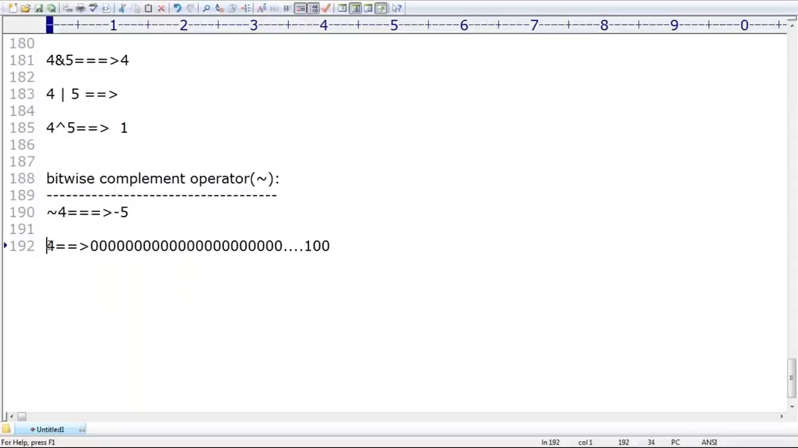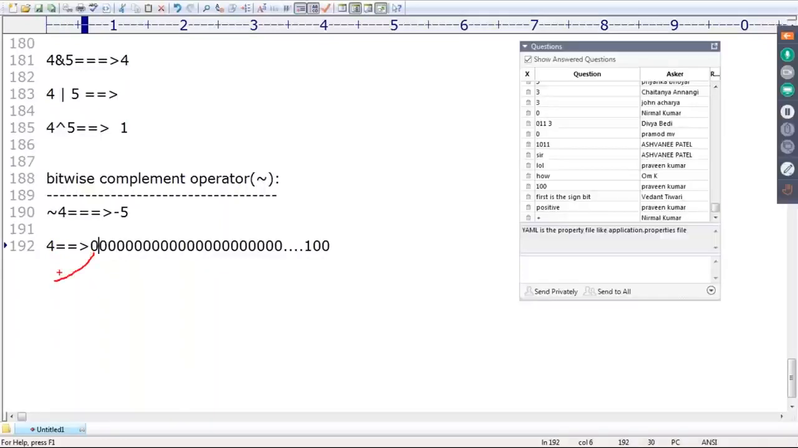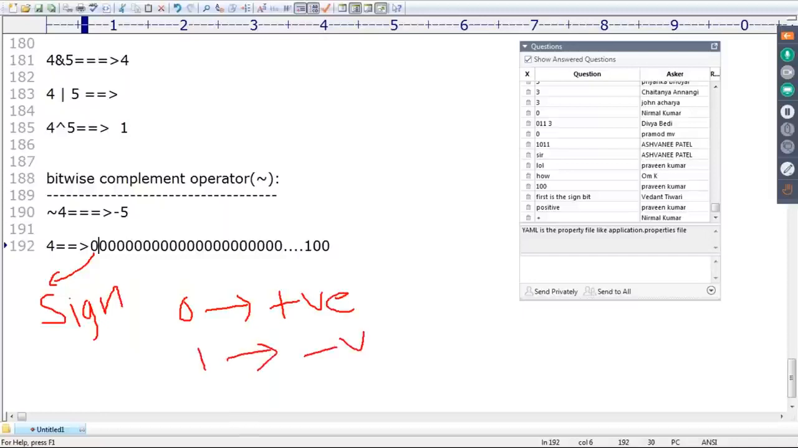Is it a positive number or a negative number? Positive number, right? Now, do you know the first bit is by default considered as the sign bit? Remember this one, sir. The first bit itself is considered as the sign bit. 0 means positive number, 1 means negative number. The most significant bit acts as the sign bit.